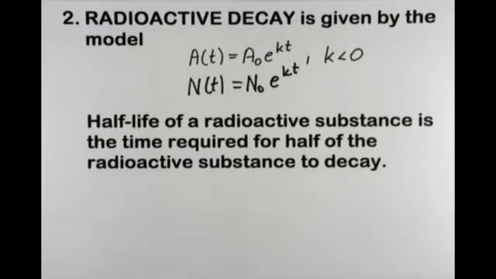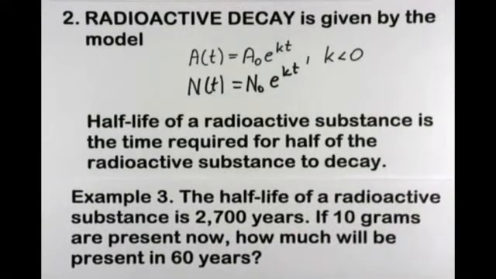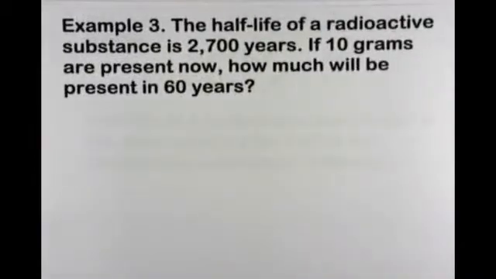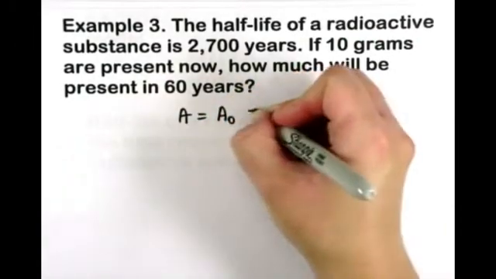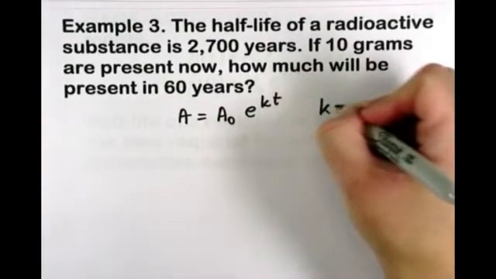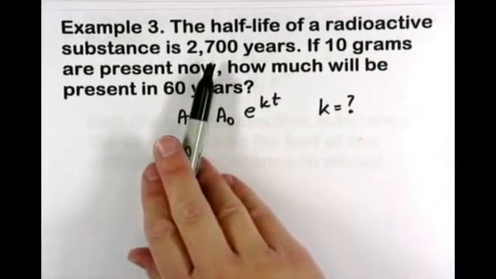So we have an example. The half-life of a radioactive substance is 2,700 years. If 10 grams are present now, how much will be present in 60 years? So first we need to find the constant K. We have that model that A is equal to A0 e to the power kt. We need to find K first using the half-life information.